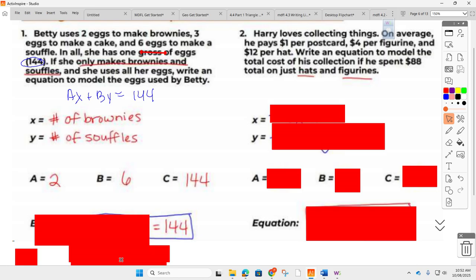So if they gave us this equation, 2 times X plus 6 times Y is 144, we should be able to say, if they ask us how many cakes they make, no cakes. They didn't make any cakes, right? Because the cakes required 3 eggs. Why would you use 3? Because we didn't make any cakes.